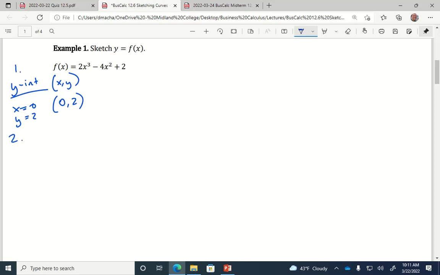Step 2, I want to find x-intercepts. And I find x-intercepts by plugging in y equals 0. And if I do that, I get 0 is equal to 2x cubed minus 4x squared plus 2. And you can already see that this is going to be more difficult to find values of x that make this equation equal 0.